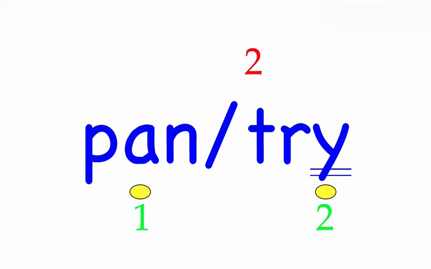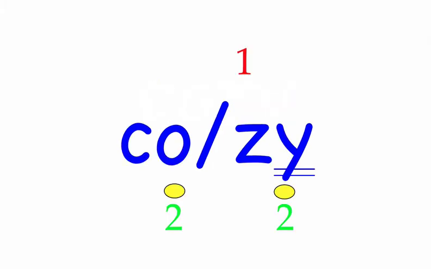Cozy. Cozy. This room is very cozy. Cozy. Co, 2 sounds. K, o. Z, 2 sounds. Z, e. Cozy. Mark the word. Cozy.